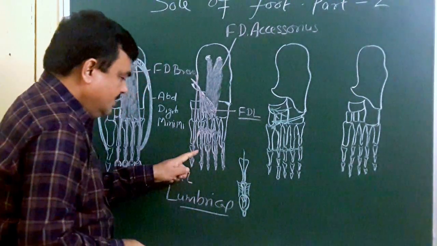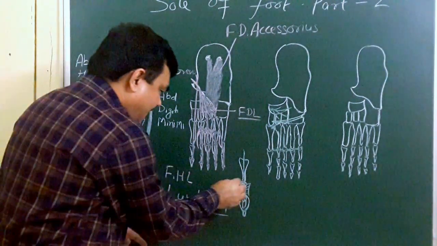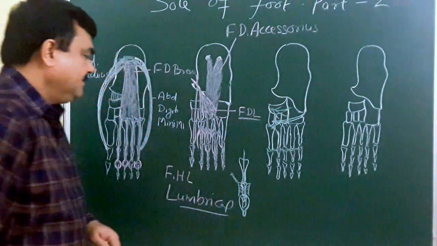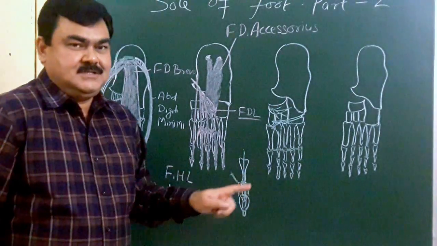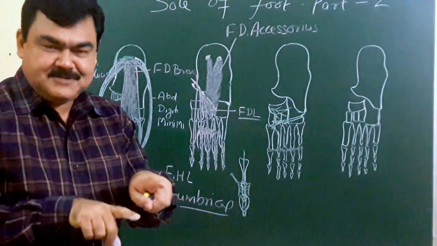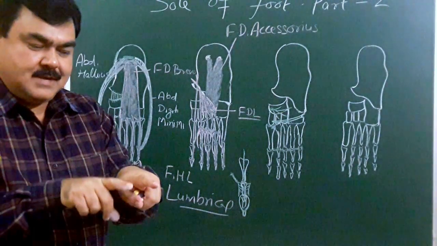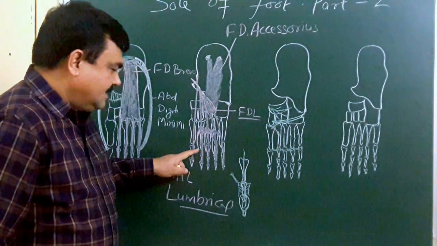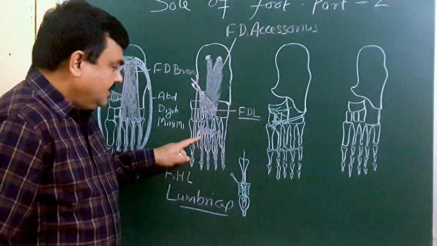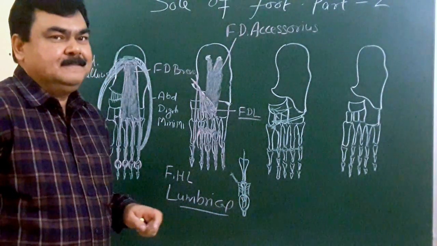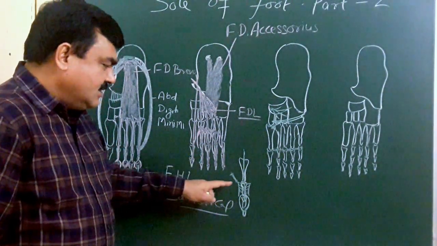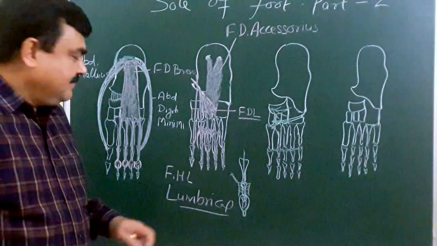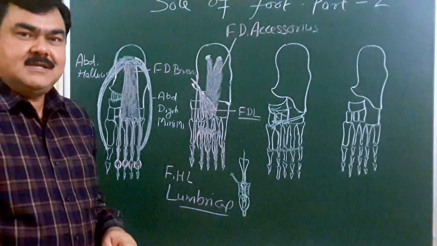If you see this, it is attached here, and the lumbrical is attached here. So it crosses the joint like this, from the sole or plantar aspect to the dorsal aspect. So this lumbrical acts at the metatarsophalangeal joint and also the interphalangeal joint. At the metatarsophalangeal joint, it causes flexion. At the interphalangeal joint, it causes extension.